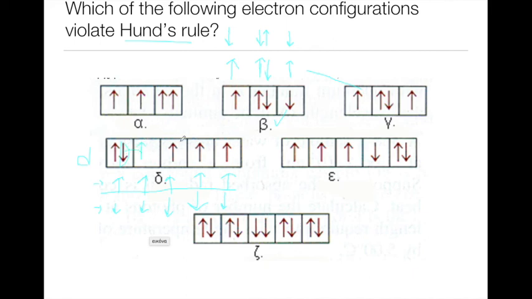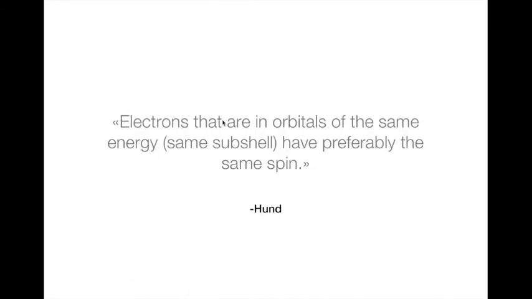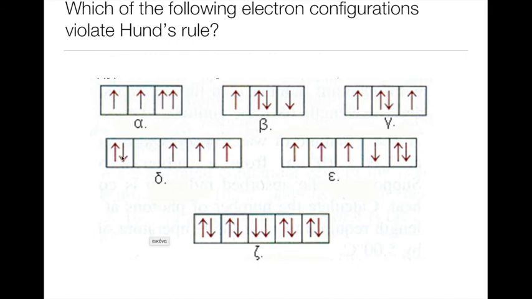Okay, because what Hund says, let me remind you, is that electrons that are in orbitals of the same energy have preferably the same spin. This could have the same spin as this, but it does not. Therefore, it violates Hund's rule. Let's go to this. This violates Hund's rule as well.